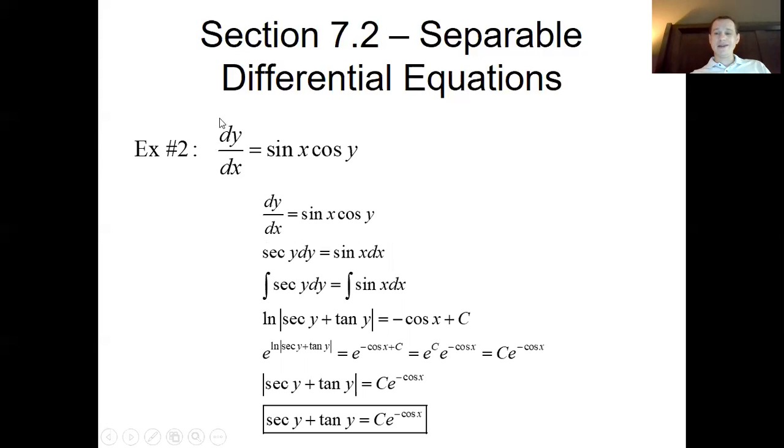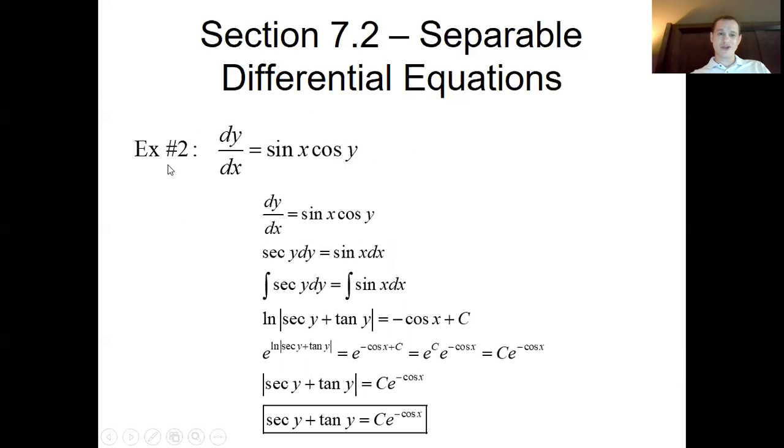Number two, same idea. Here's a differential equation: dy over dx is sine x cosine y. So start by multiplying both sides by dx, so move the dx to this side. But then it's got a cosine of y in it, doesn't it? Well, I don't want that. This side should all have x's.